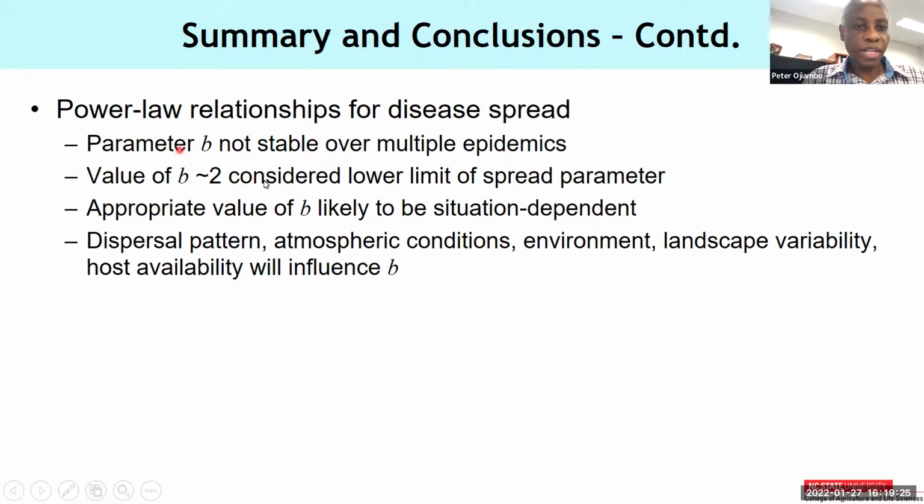Because if you incorrectly use B equals 2, for example, that value will tell you where the epidemic front is likely to reach. But if B is actually more than 2, of course, that has some policy implication in terms of disease management.